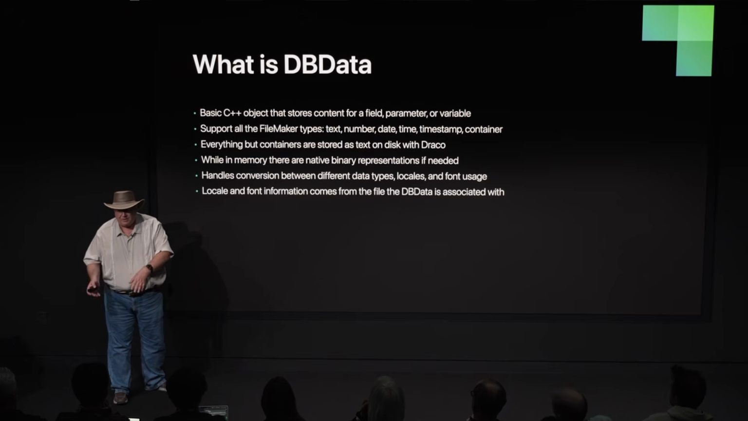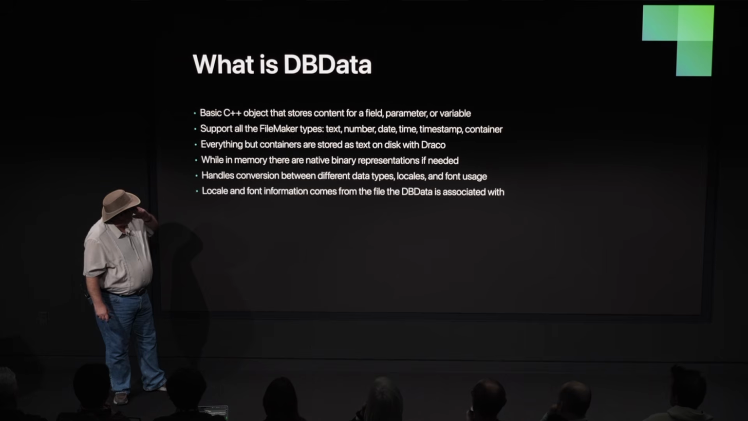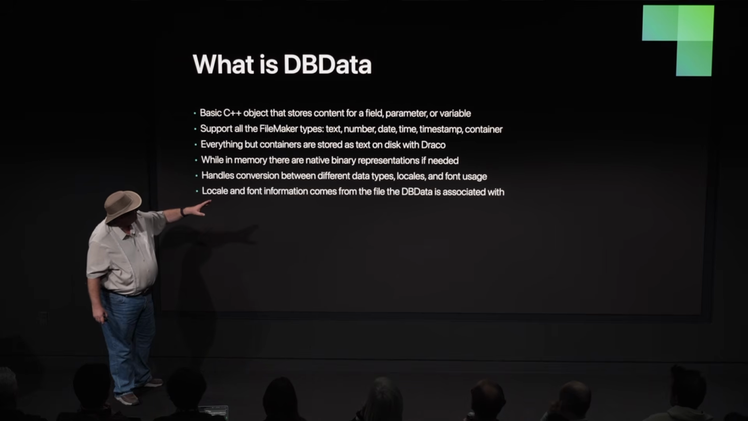And then when you go even lower down into the calc engine, if you're doing the Let statement in there, those variables are actually DB data objects also. So if you say A equals field 3 or something like that, that's actually a DB data that's being allocated and being stored with that name. It knows all the different types: text, number, date, time, timestamp, and container.